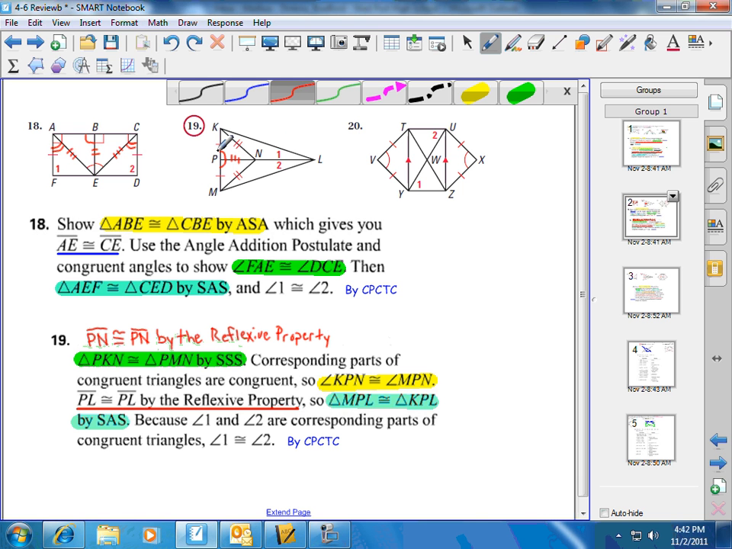So by side angle side, and now let's say this side is not PN anymore, but PL, and PL is congruent to itself. Maybe let's mark it like this. Okay, PL is congruent to itself by the reflexive property. So side angle side says that those two triangles are congruent. And angle 1 and angle 2 are corresponding angles, so they're congruent as well.